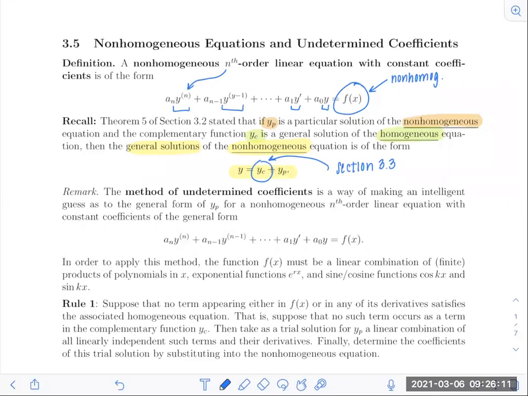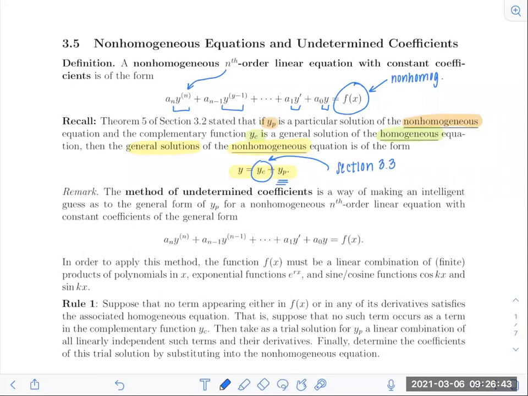y sub p is what we're really going to focus on today. How do we find a particular solution to a non-homogeneous differential equation? Once we find that, all we're going to do is take the sum of these two. It's unique in that we're going to be taking a non-homogeneous equation, looking at the associated homogeneous equation to find y sub c, and then also looking at the f of x portion to find y sub p.